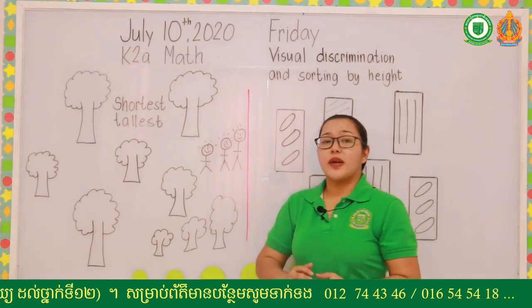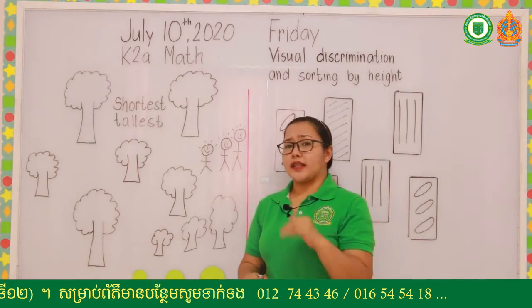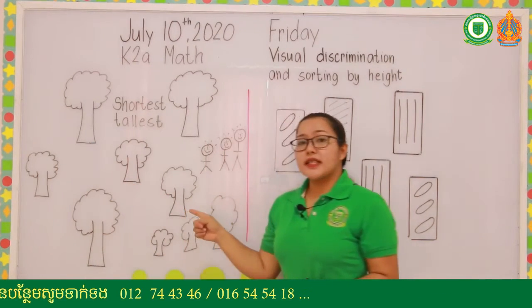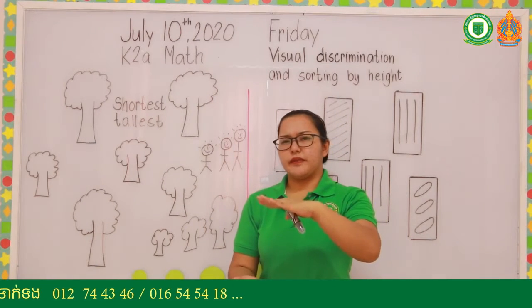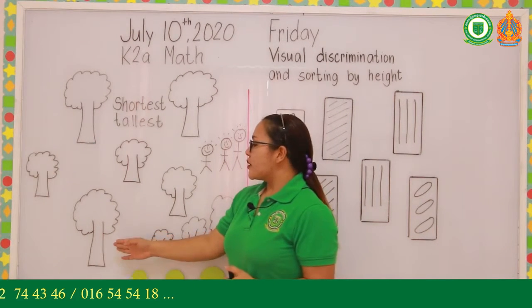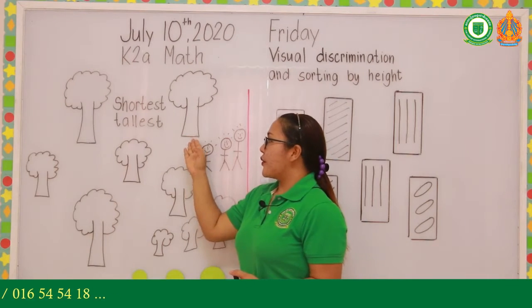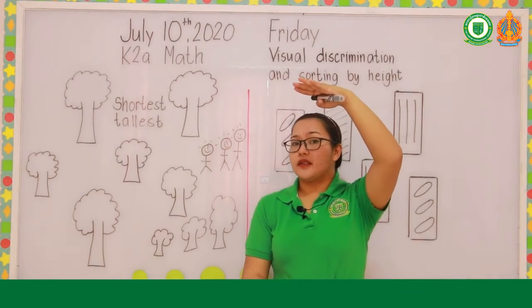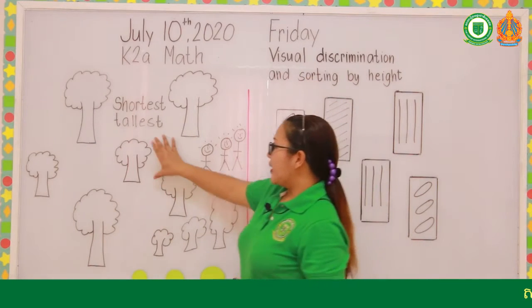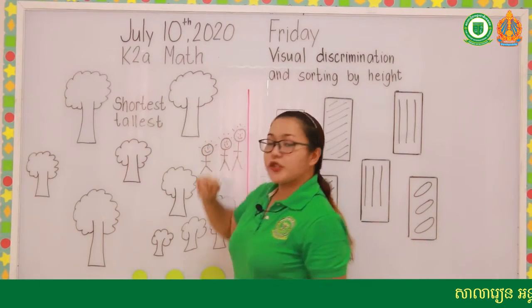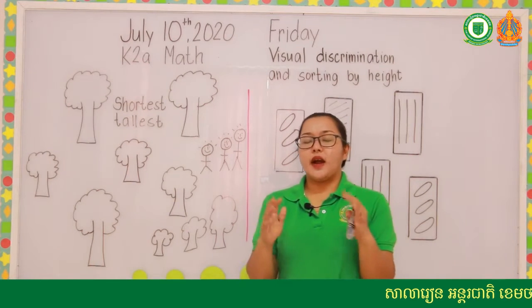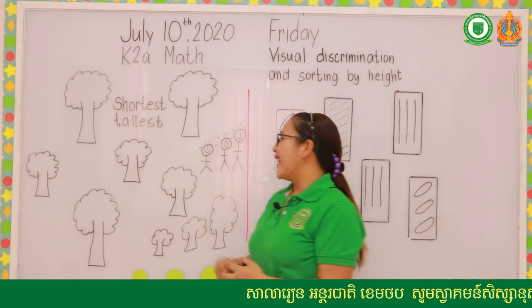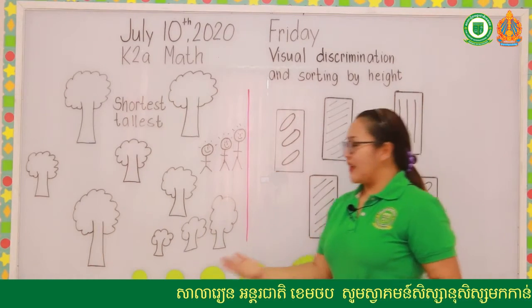Just to identify what is short and what is tall, look, these 3 trees are short, but you can also identify that these 3 trees are tall. You can see it by measuring how tall and how short these pictures are. So it's the same thing with this one.